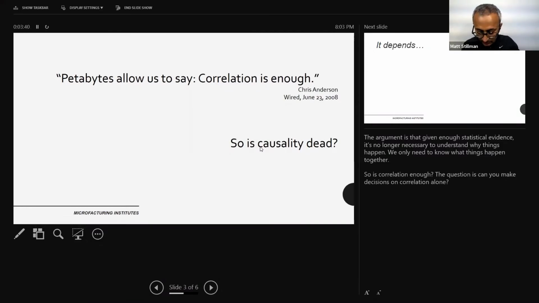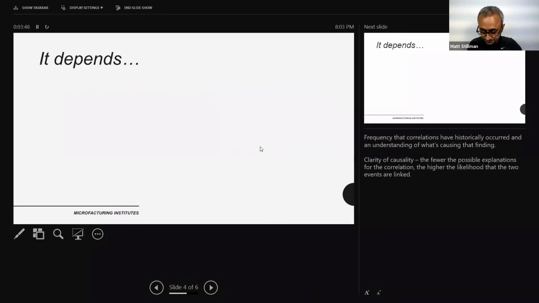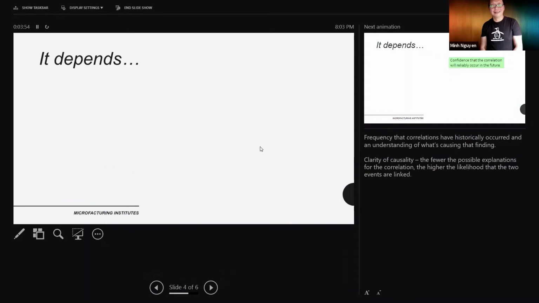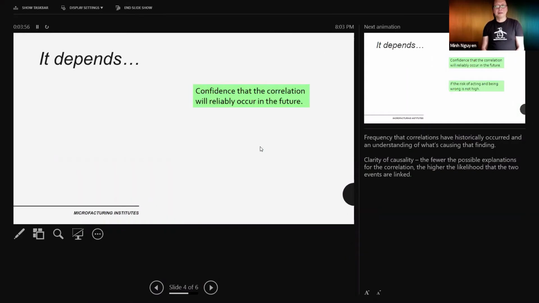Okay, so don't worry if I'm throwing up too many buzzwords now, right? So it depends. So we need to have that confidence that the correlation will reliably occur in the future.